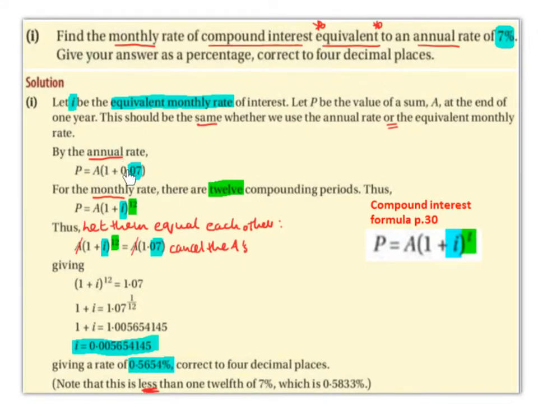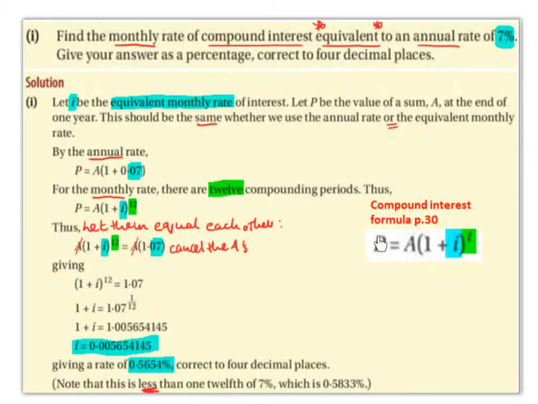So by the annual rate, using our compound interest formula, we have P equals A times (1 plus 0.07). Technically you can say this is to the power of 1, but we don't need to have it written in here. The 0.07 came from the question, 7%. We know that the annual rate is 7%. We're trying to find the monthly rate. For the monthly rate, there are 12 compounding periods because there's 12 months in a year.